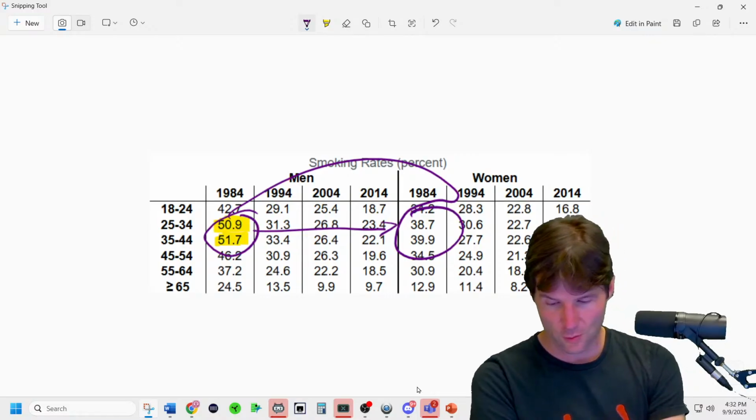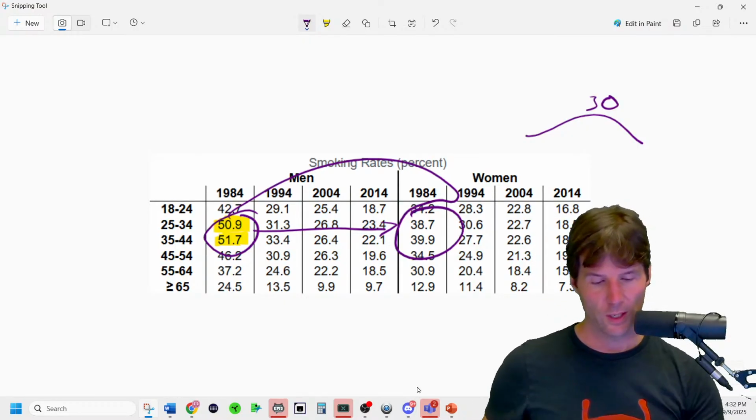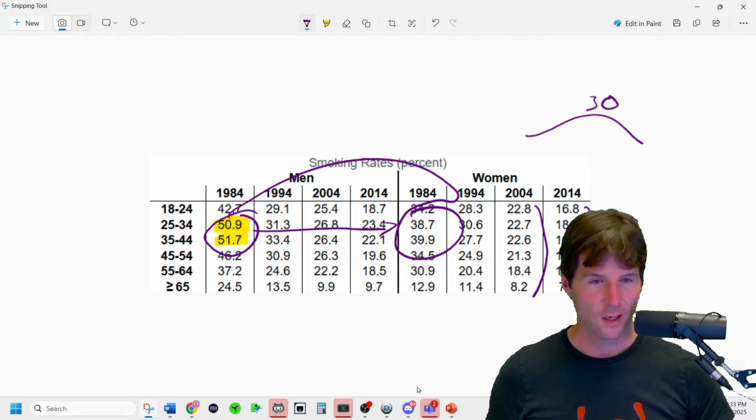And if you look at age group, it kind of peaks around the 30-year-olds or so. That's where we see more smokers. The same-ish trend for women. Younger women are smoking more often. It's don't smoke, don't vape.